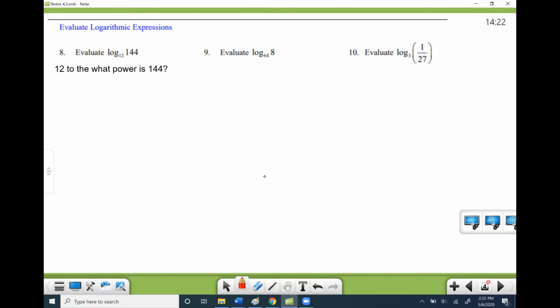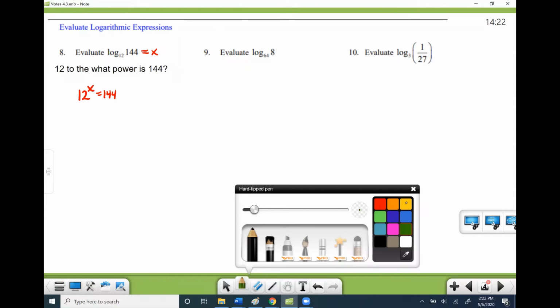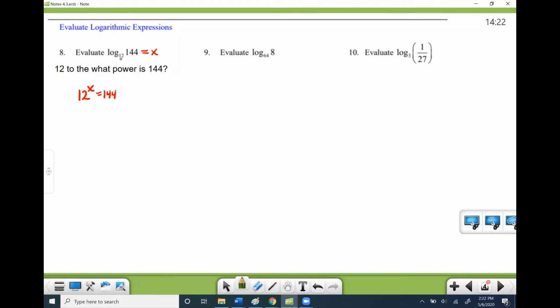And I'm going to visually write it out too. 12 to the what is 144? Another way to think of that is, if I put in equals x over here, and I did the hook method, it'd be 12 to the x equals 144. So that's another way to look at it. Yeah, you got it. So the answer is 2.